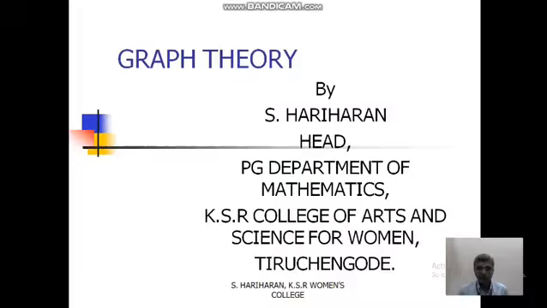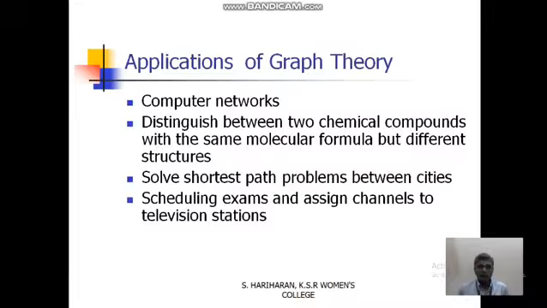In this video, we are going to discuss graph theory. It means what is meant by graph theory, what are the importance of graph theory, and so on. Let us see one by one. So, applications of graph theory. Graph theory works in computer networks, distinguishes between two chemical compounds with the same molecular formula but different structures, solves shortest path problems between cities, schedules exams and assigns channels to television stations.